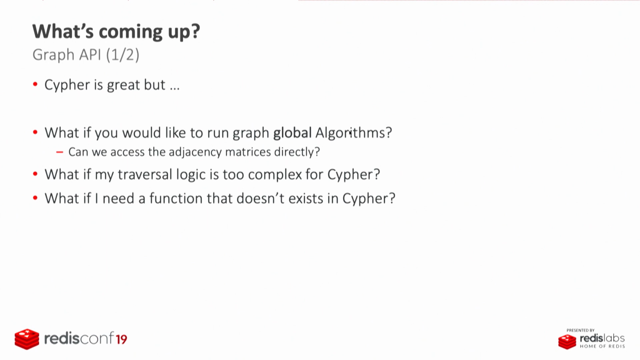What if my traversal logic is too complex? It could be that you could express it in Cypher, but your Cypher query becomes quite long, and it might not be that in each scenario we create the most optimized execution plan for that. So you would like to have a low-level C API where you could implement your complex traversal logic. And what if a function is not there yet, right? Although we're closing the gap, it could be that there's a function not yet available for you in Cypher and you would like to use it.